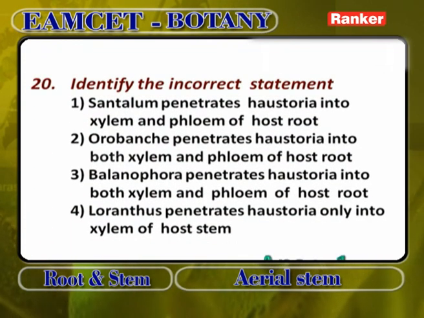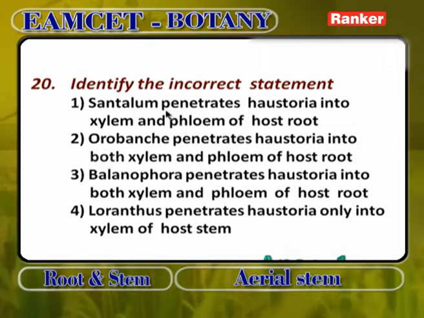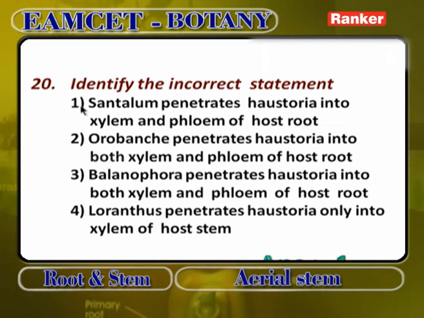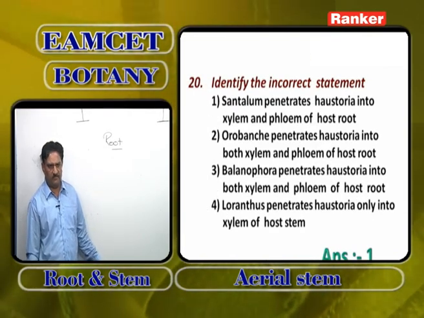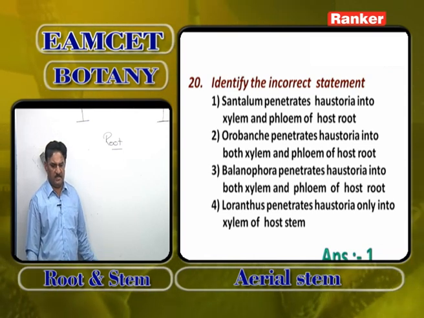Next. Identify the correct statement in the following. Santalum penetrates Haustoria into xylem and phloem. Incorrect. Santalum is a partial root parasite. It cannot penetrate its Haustoria into both xylem and phloem, because partial parasites can synthesize their own food. They depend on the host only for water and minerals. So, their Haustoria is penetrated only into the xylem, not into the phloem. So, this is the correct option.